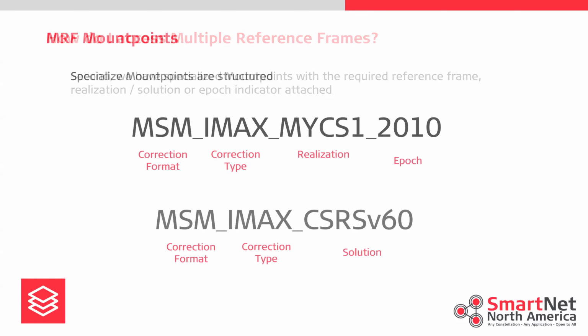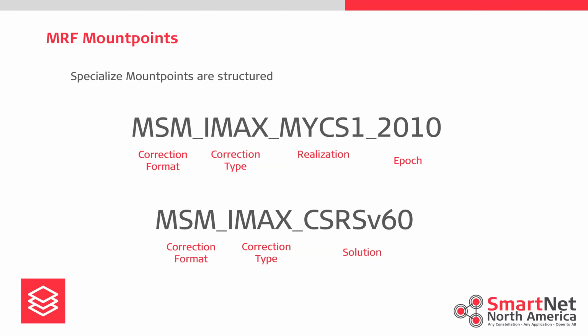When you see a mount point, this is what you're going to see. You're going to see a specialized mount point where you have the correction format, which is in this case MSM, so GNSS message. You're going to have correction type. So this is the type of network correction. So this could be IMAX, it could be near, it could be VRS. You're going to have the realization now. This was not something that we had before, so this is new. So you're going to have the realization, so NCS1 in the US, and then the epoch, so epoch 2010 for the mount point.